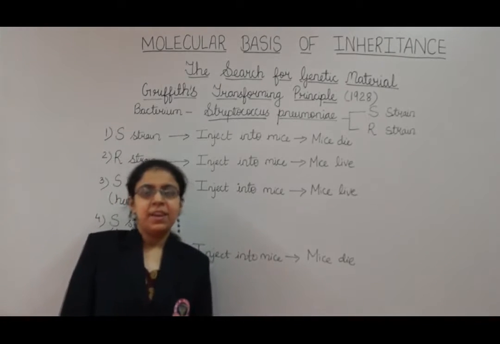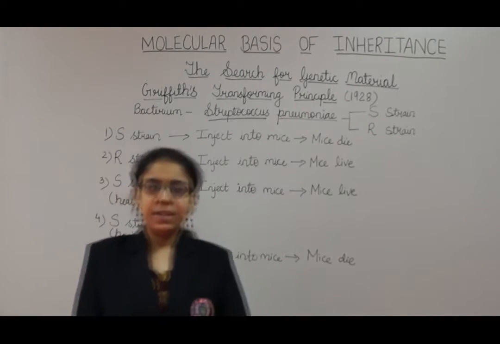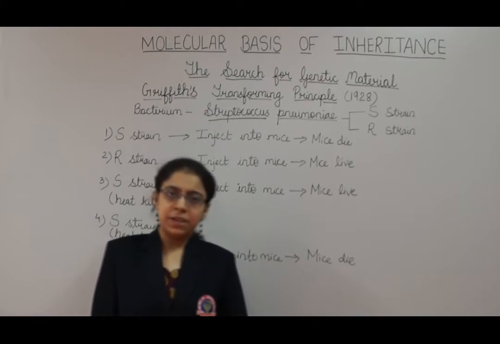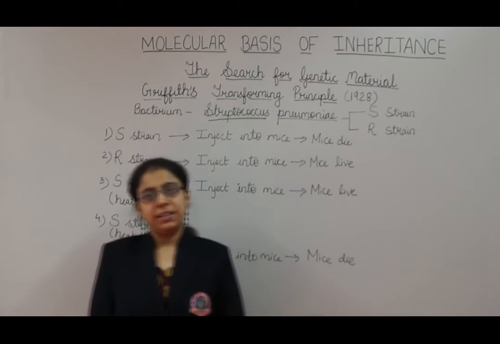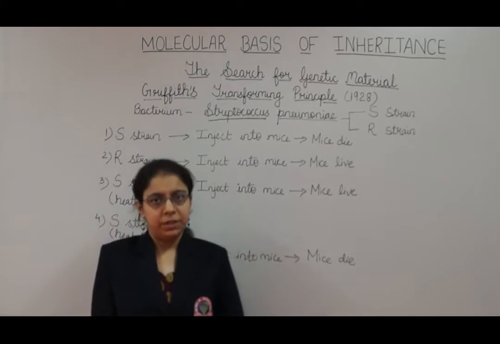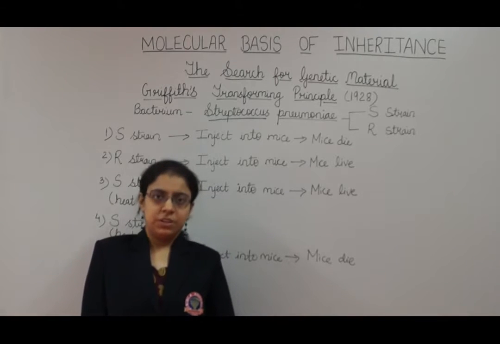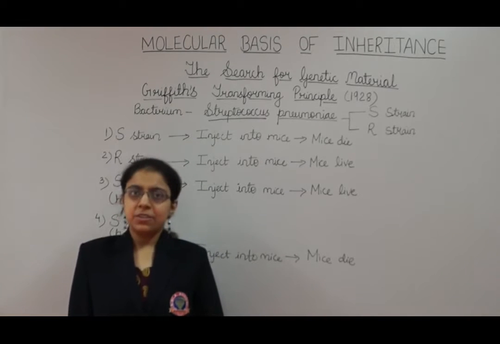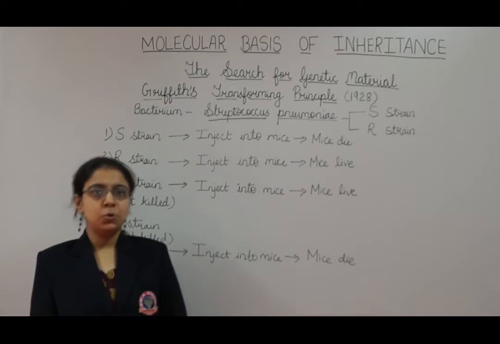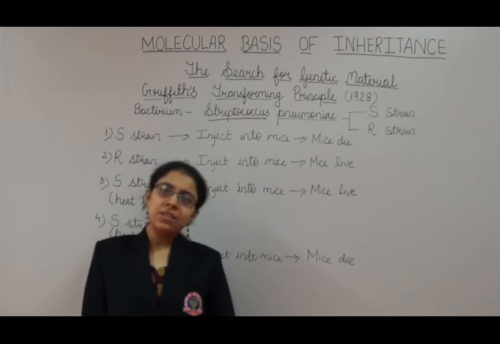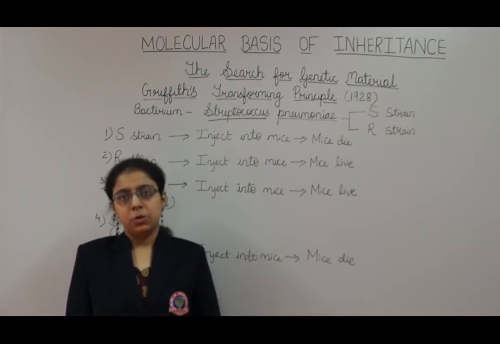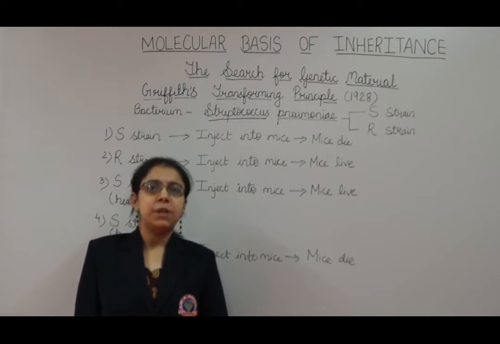Hello students, in our previous chapter of 12th standard biology, that is Principles of Inheritance and Variation, we have studied the experiments of Mendel, Morgan, Sutton and Boveri. Going by their observations, we know that characters are inherited in organisms from one generation to the next. But by their observations, we still do not know which molecule plays the role of genetic material.